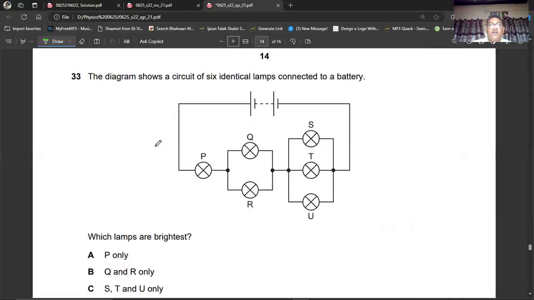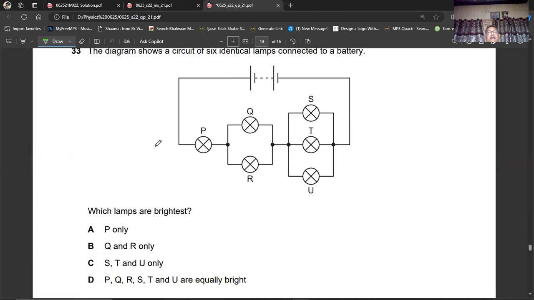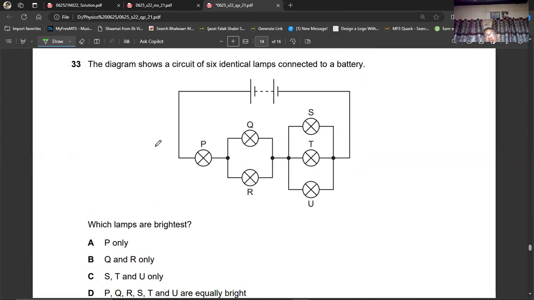Question number 33 on your screen. It says the diagram shows a circuit of 6 identical lamps connected to a battery. Which lamps are brightest? So the lamp which is brightest will have the largest power consumed by it. The largest amount of voltage drop will be here because here their resistance is lower because there are two resistors connected in parallel. Here even the resistance of this whole combination is less because there are 3 lamps connected in parallel to each other.